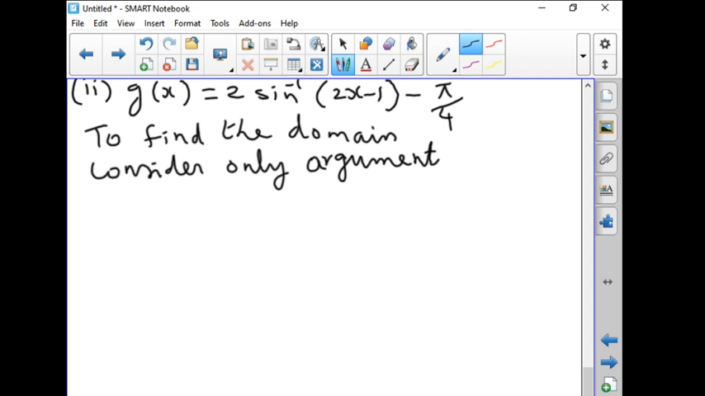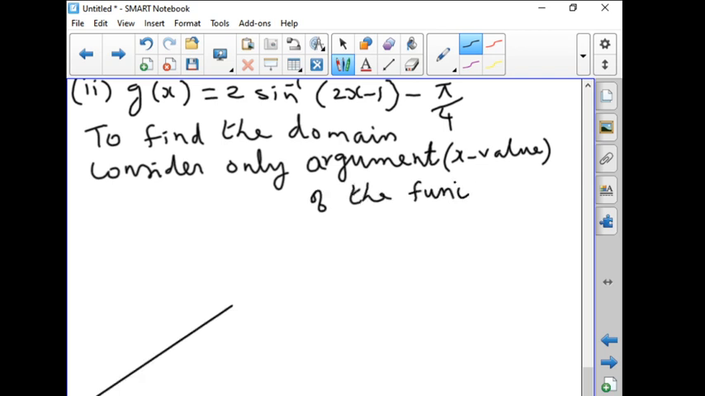Consider only the argument of the function. Argument means what? The x value of the function. So here, what is the argument? What is given inside sin inverse? 2x minus 1. So that is the argument. Okay, 2x minus 1 is the argument. Therefore, what do we get? So what is the domain?